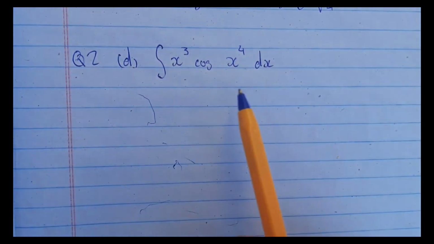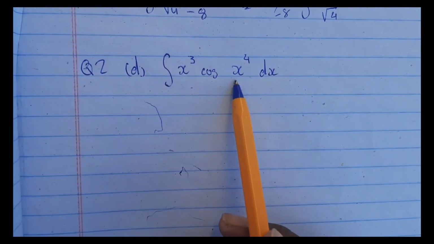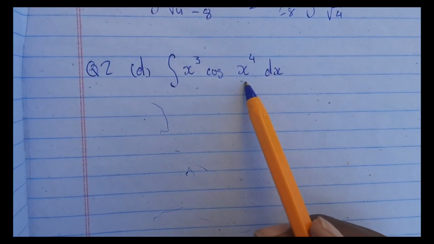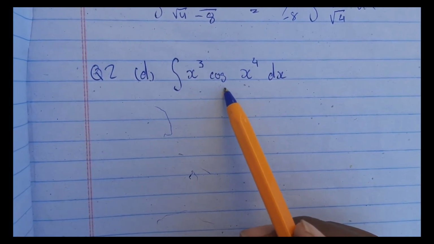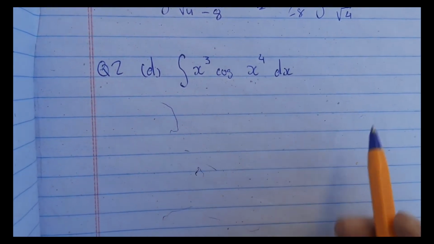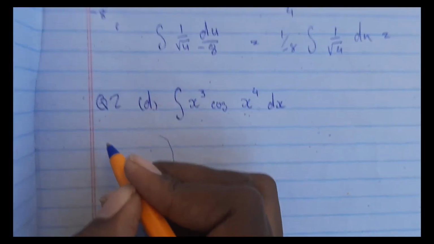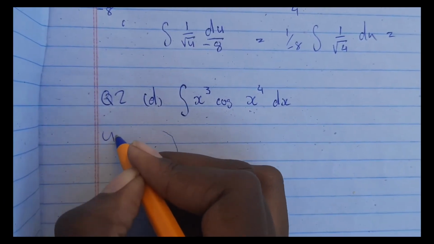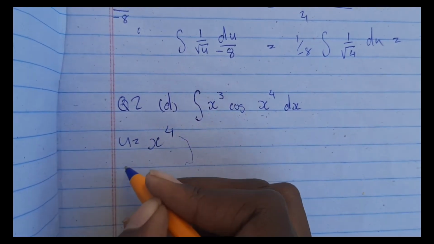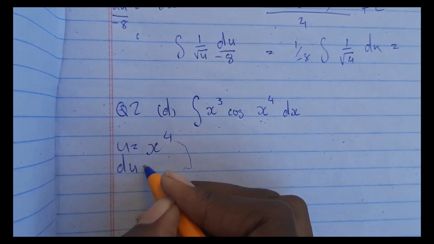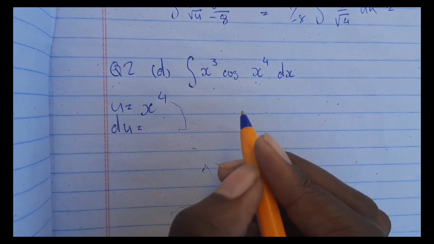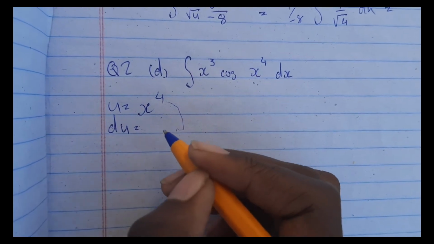So between the three parts, the one that's inside something else is not cos, because cos is a function on its own, and what's inside cos? x to the 4th, right? So this is going to be our u. Our u will be x to the 4th, and then we're going to find du. The thing about du is it has to match what's left outside the function.